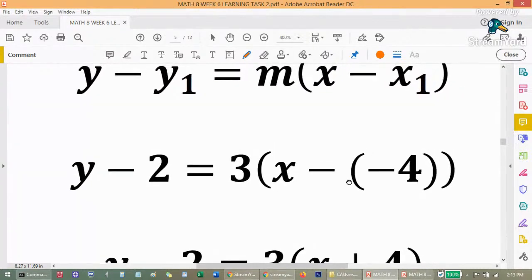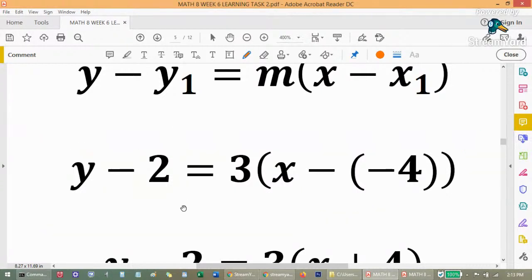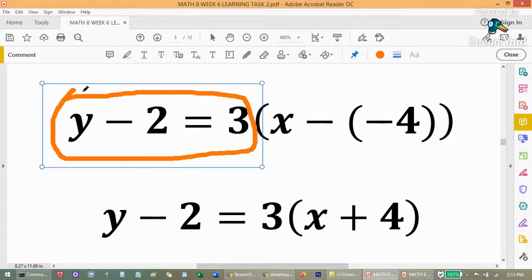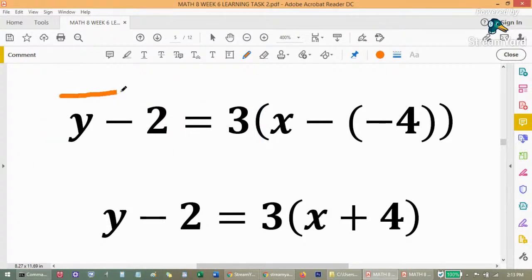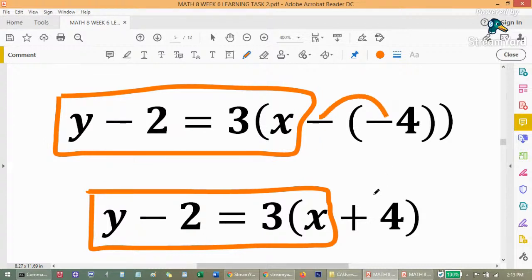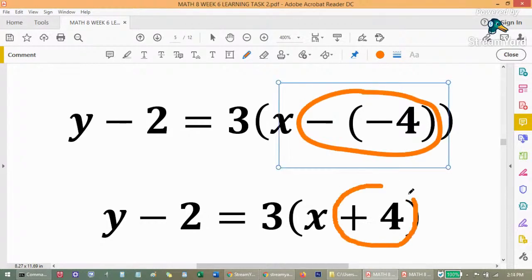And then, susundan lang natin tong ating current equation. Y minus 2 is equal to 3. Mula dito hanggang dito, kokopyahin lang natin. Okay, y minus 2 is equal to 3, hanggang dyan. And then, itong dalawang to, negative times negative 4, magiging positive 4. Okay, so yun lang ginawa natin. Itong dalawa lang ang nabago. Naging positive 4.